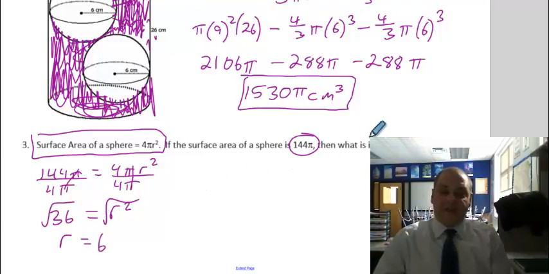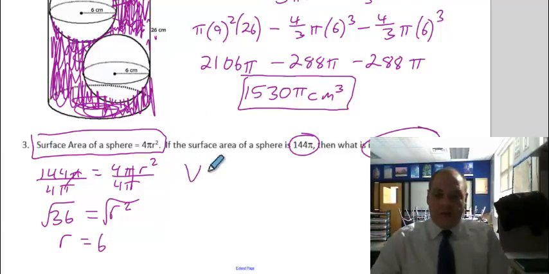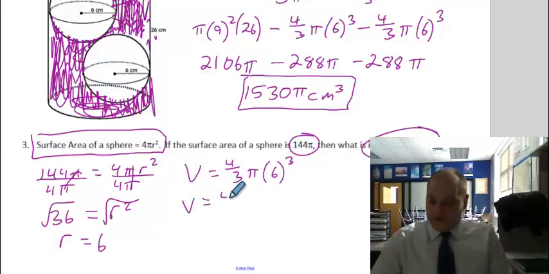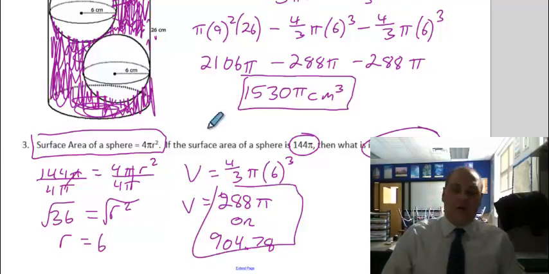If the radius is 6, I can now find the volume of the sphere. Volume equals 4/3 pi r cubed. So 4/3 pi times 6 cubed. That's going to be, I just did this, 288 pi, or 904.78. All right, either one. They didn't really specify, so I kind of just did both, however they want the answer.